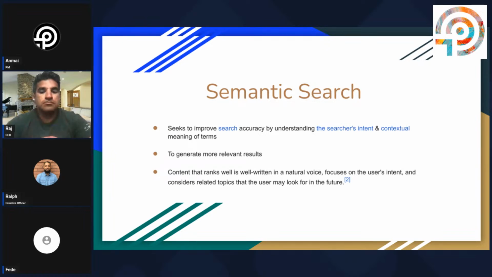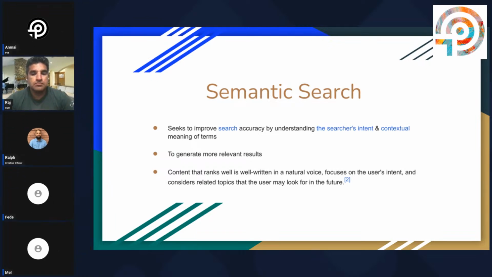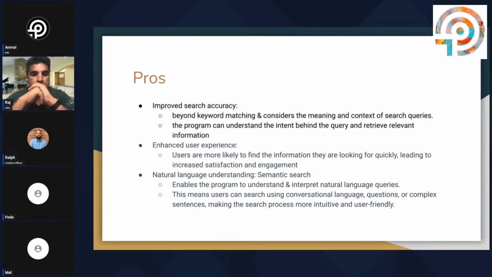So here we go. Semantic search, this is basically what it is. And then here are some of the pros. I don't need to read it to you, but the main points are improved search accuracy, enhanced user experience, and natural language understanding, which can help with AI and machine learning prompts.